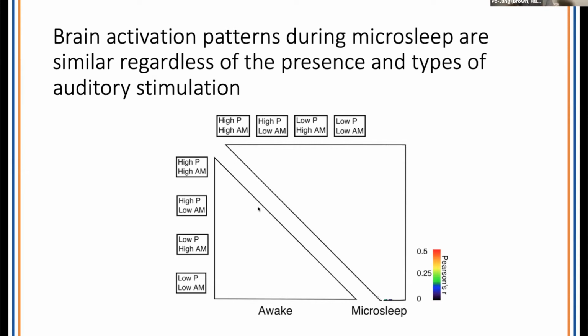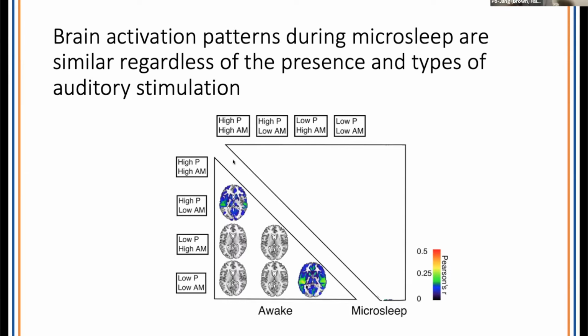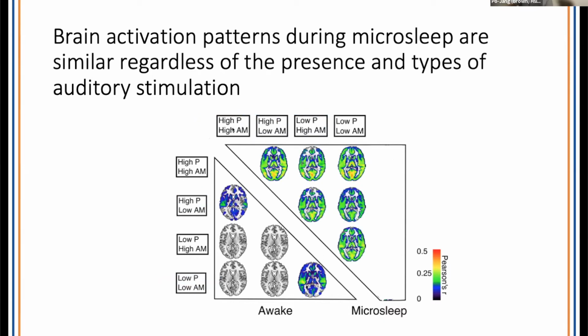And you can see that when the subjects are awake and when you play the sounds, you can see a similar activation when the pitch is the same. So for example, when the pitches are both high, the brain responds similarly. And when the pitches are both low, the brain responds similarly. And what is most interesting is that during microsleep, when we play the sounds, no matter what kind of sounds we play, the brain responds very similar to each other.